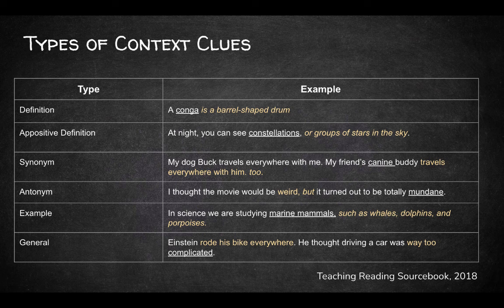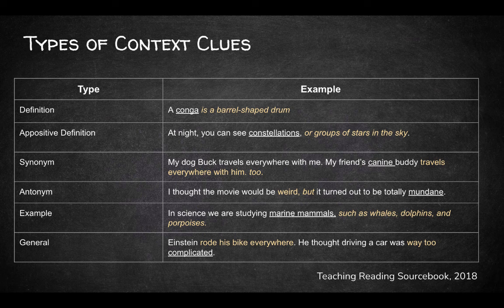For example, a conga is a barrel-shaped drum. The keyword is signals the reader that the definition is coming next. Second, we have the appositive definition. For example, at night you can see constellations or groups of stars in the sky. The comma and the word or signal that an explanation of the term is following.